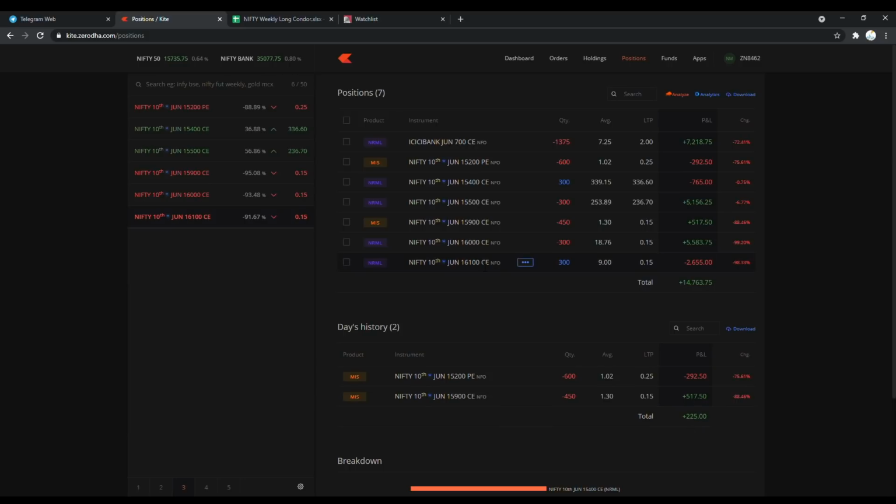Coming back to the Call Condor, we have not done any adjustments at all to the Call Condor this week. So we have the 15,400, 500 bull call spread and the 16,000 and 16,100 bear call spread. Both are 1, 2, 3, 4, so total 4 lots are there. For the 4 lots, we will be leaving it to expiry.